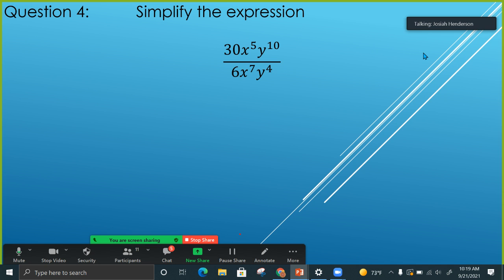It's okay to, while you're doing one part at a time, cover up the rest, cover up the x's and y's first and say, okay, if this was just 30 over 6, what does that simplify to? Then do your x's. If this was just x to the 5th over x to the 7th, how can I simplify that?